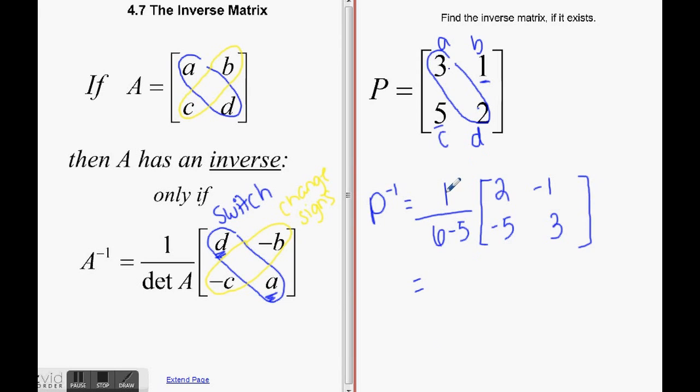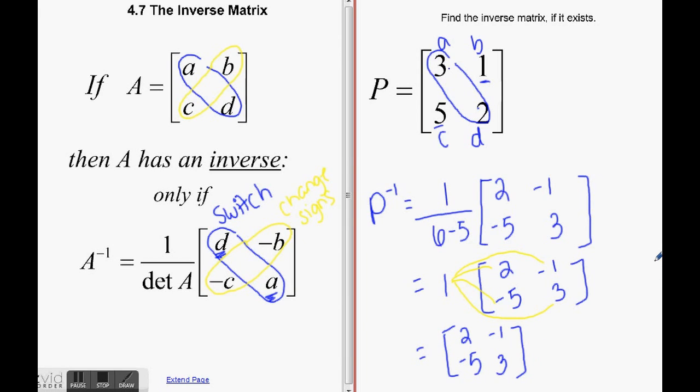Now I'm ready to simplify. 1 divided by 6 minus 5 just gives me 1. 1 over 1, but I can just write that as a 1. And I'm going to multiply my 2 by 2 matrix by +1. This means each element in the matrix will get multiplied by +1, making my answer for P inverse the 2 by 2 matrix with the elements 2, -5, and -1 and 3.